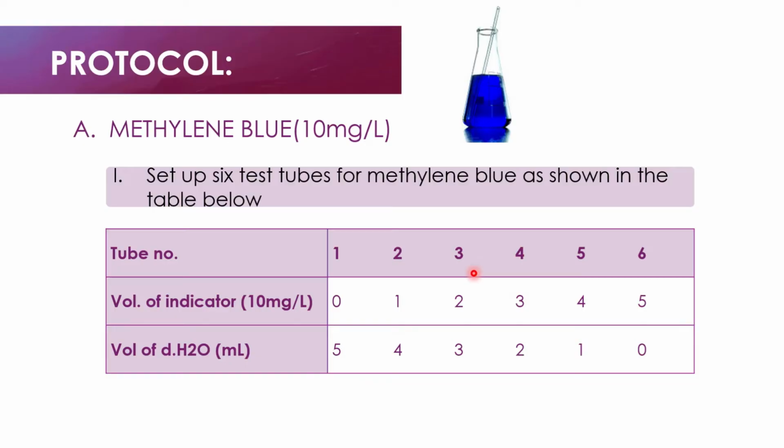For test tube 3, it contains 2 ml of our methylene blue and 3 ml of distilled water. For test tube 4, it contains 3 ml of our methylene blue and 2 ml of distilled water. For test tube 5, it contains 4 ml of the methylene blue and 1 ml of the distilled water. And for test tube 6, it contains 5 ml of the methylene blue with 0 ml of distilled water.